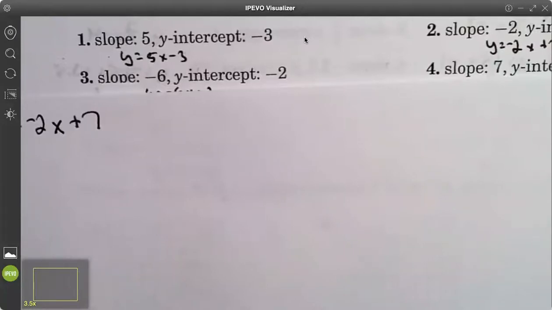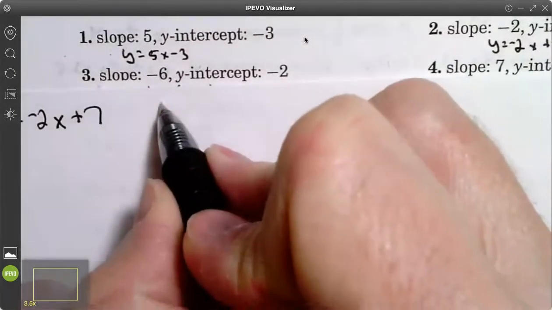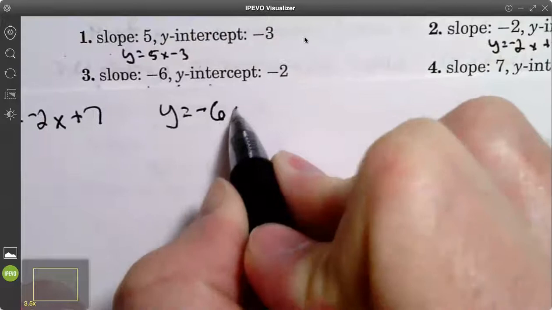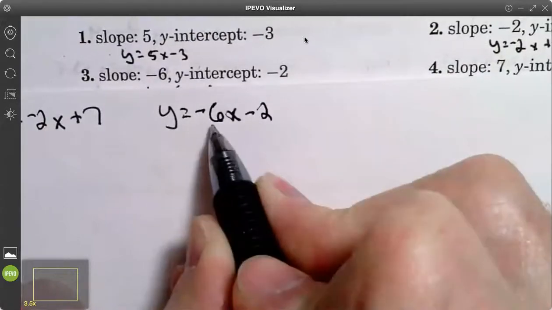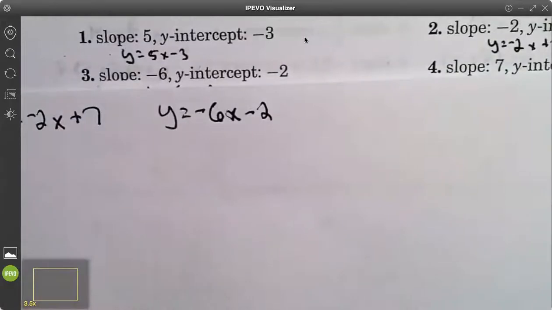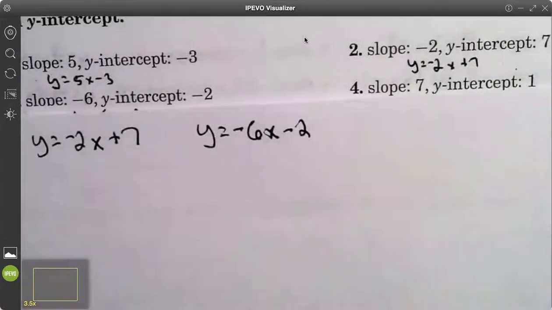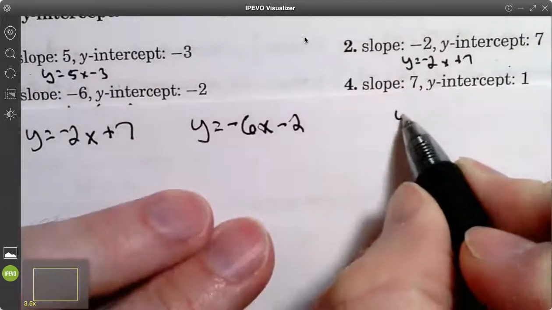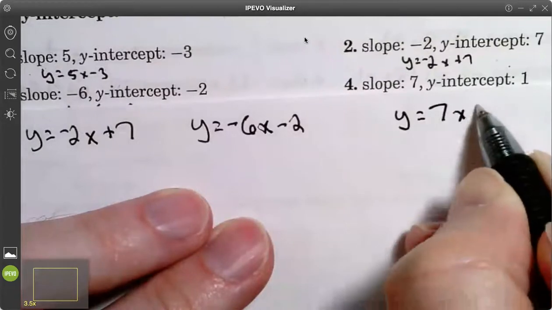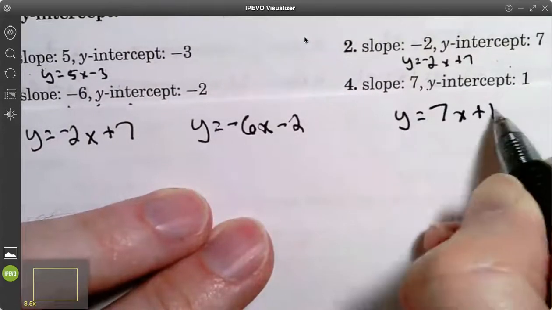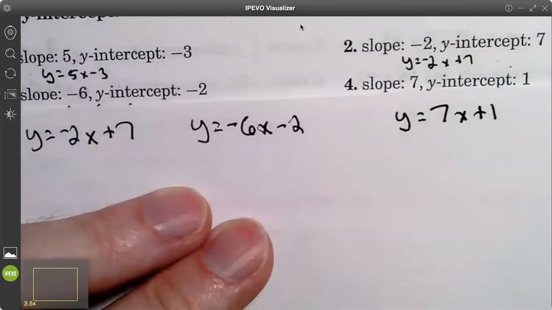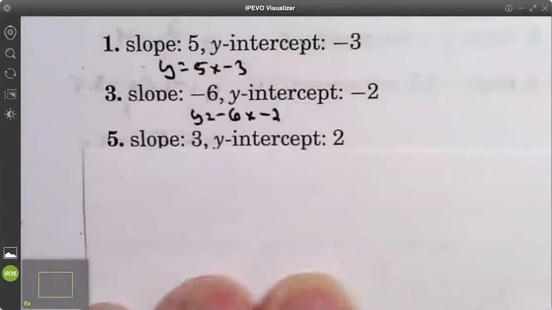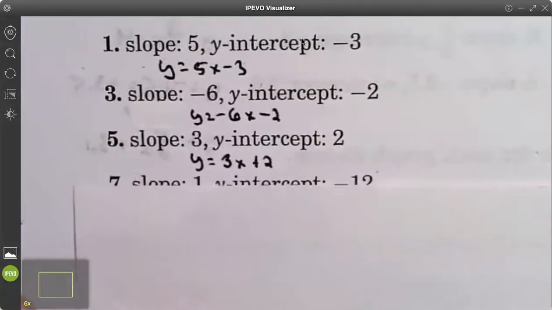Try number 3. Write it in slope-intercept form. y equals negative 6x minus 2. The slope negative 6 goes before the x. The y-intercept negative 2 goes after the x. Try number 4. On number 4, your answer would be y equals 7x plus 1. Slope positive, y-intercept positive. Try number 5. Number 5 would be y equals 3x plus 2.